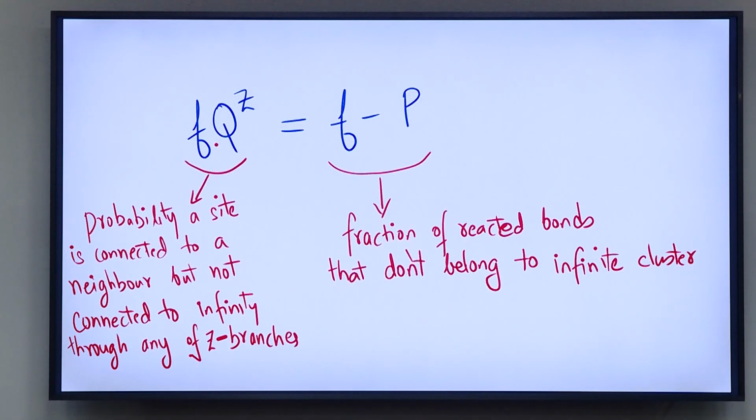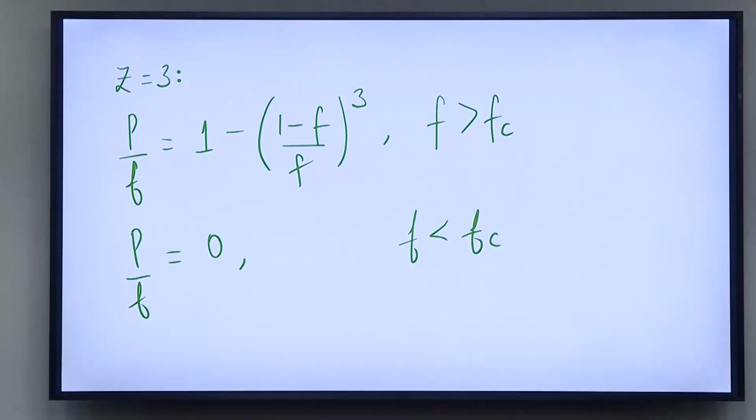So what are these things which are connected to neighbors but don't connect to infinity? These are those bonds which are reacted but don't belong to the infinite cluster. So f times q raised to power z is f minus p. f minus p is total reacted bonds minus p, the ones which belong to the infinite cluster. And that allows for z equal to 3 to obtain a very simple expression which can actually be plotted out. And I'll make this plot.